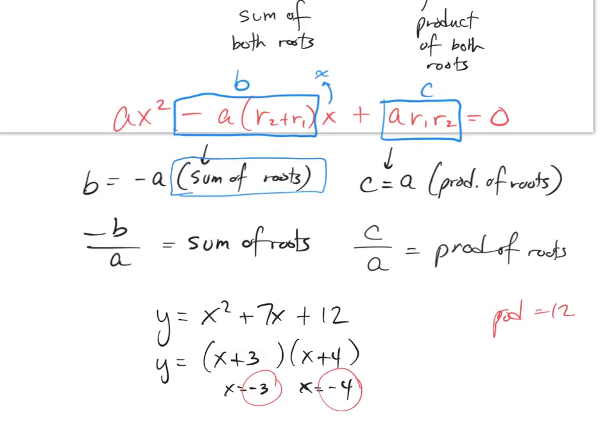Well, what's the product according to our rule? C over A, right? C is 12. What's A? 1. 12 over 1 is just 12. So we can check our answers with this method anytime we'd like to.